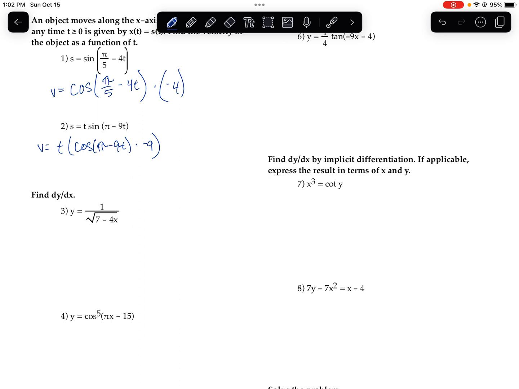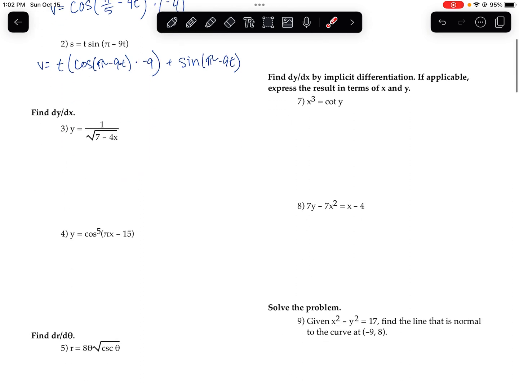So the first times the derivative of the second plus the derivative of the first, which would be 1, times the second, which would be sine of pi minus 9t. And again, if you want to write it in a more standard format, you can move that negative 9 outside there. Okay, find dy/dx, find the derivative.